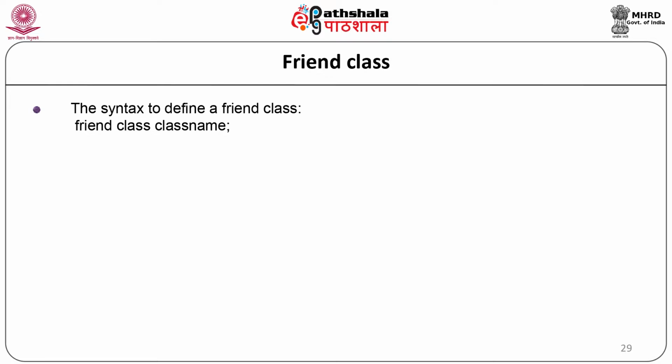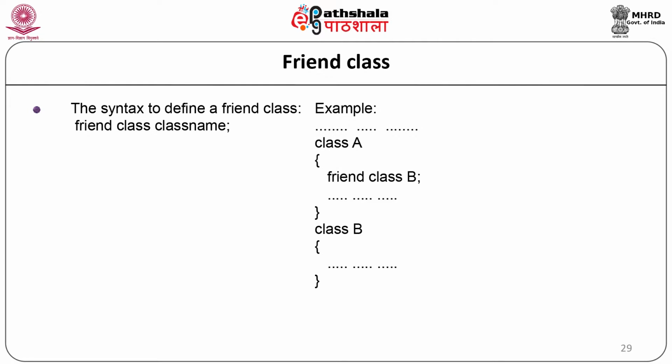Now let us see the example. We will declare class A. Inside class A, we will have friend class B, semicolon, and class A will end. Now we will define class B, opening and closing braces. In the above example, all the member functions of class B will be friends of class A. Therefore, any member function of class B can access the private and protected data of class A.